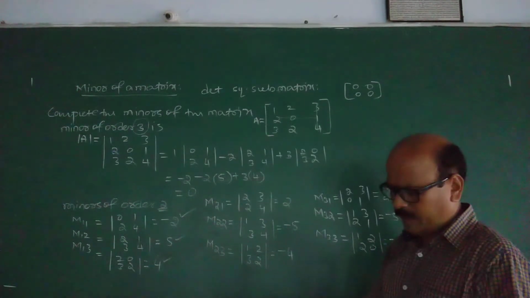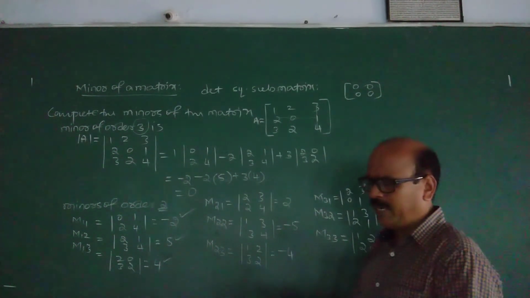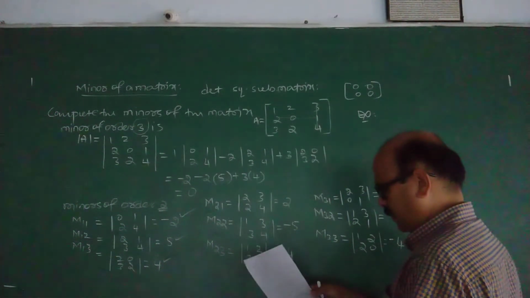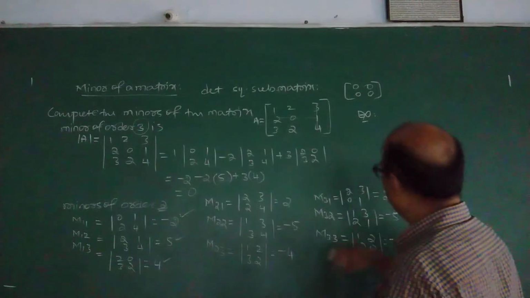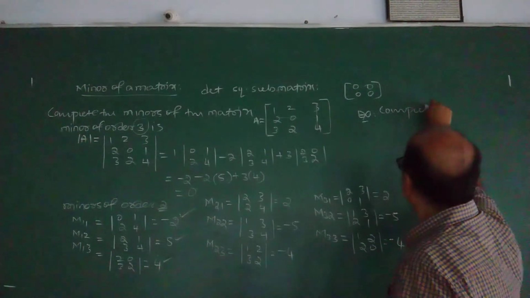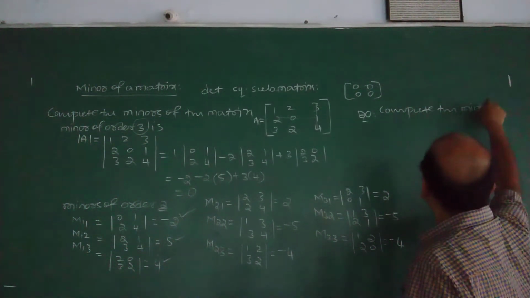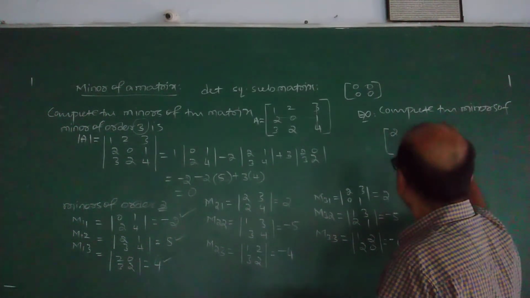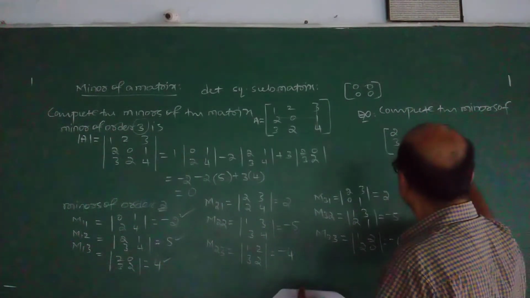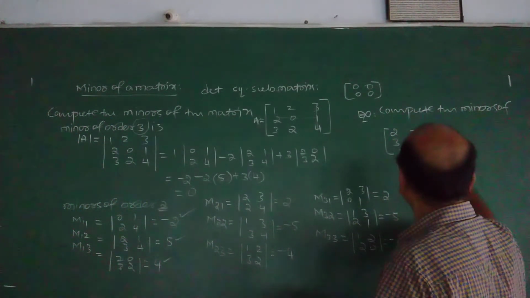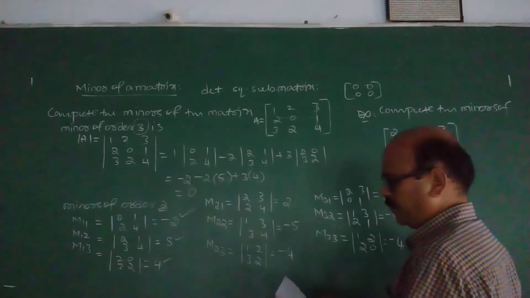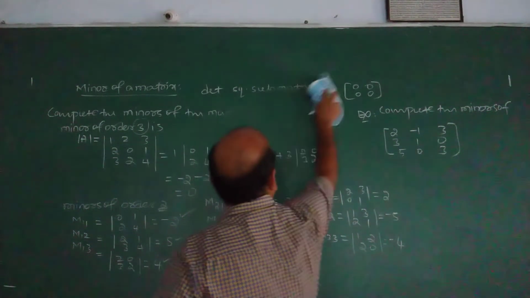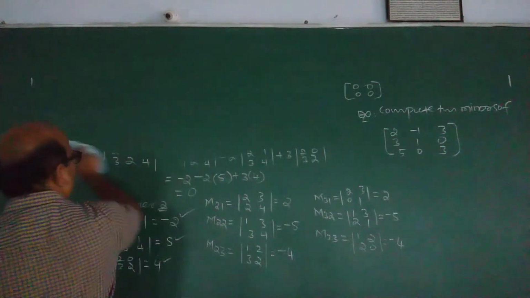Now I think you followed how to calculate the minors. I leave one example as an exercise. Compute all the minors of the matrix 2 minus 1 3, 3 1 0, 5 0 3. You try this as an exercise, how to calculate the minors.